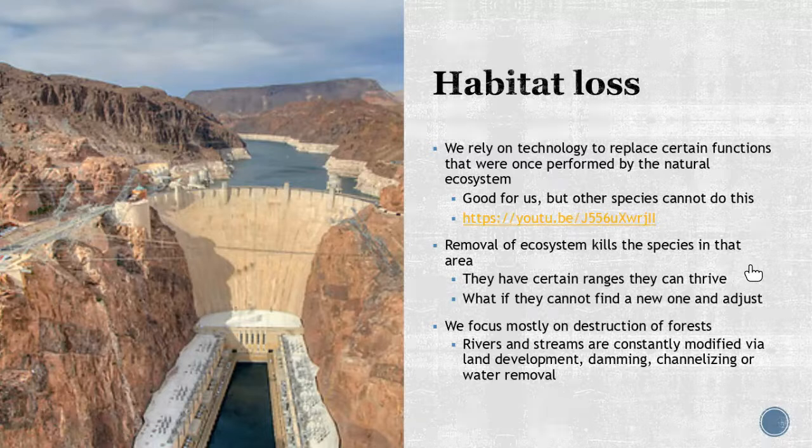I remember seeing things where a road expansion was supposed to happen, but they found this rare spider. So they're like, do we go around it or do we just go over it? It's just a spider. It's a huge debate. Most of the time when we think about destruction of habitats, we focus on forests and stuff, but the water is affected too. We don't focus on how much rivers and streams are being modified by humans for land development, either by damming, channeling, or water removal, because we just do what's convenient for us, but we actually don't think long term.